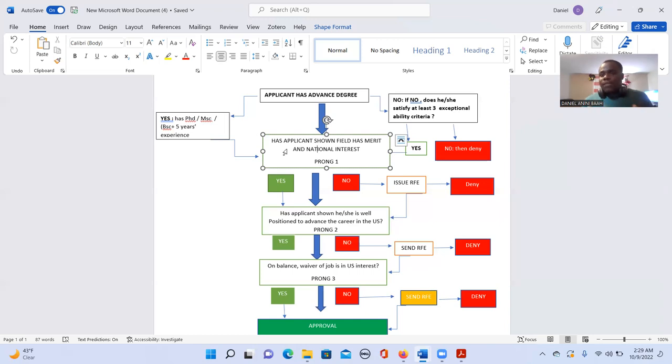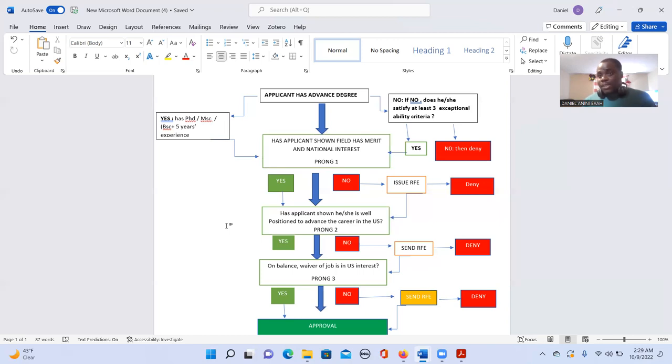So when you talk about the field and the officer gets satisfied, then you go to the next one, the second one, the prong test two. Now with prong test two, the emphasis is shifted from your field to you, the applicant. So it says, has the applicant shown that he is well positioned to advance the career in the United States? So you see that right now it has shifted from the field to the applicant.